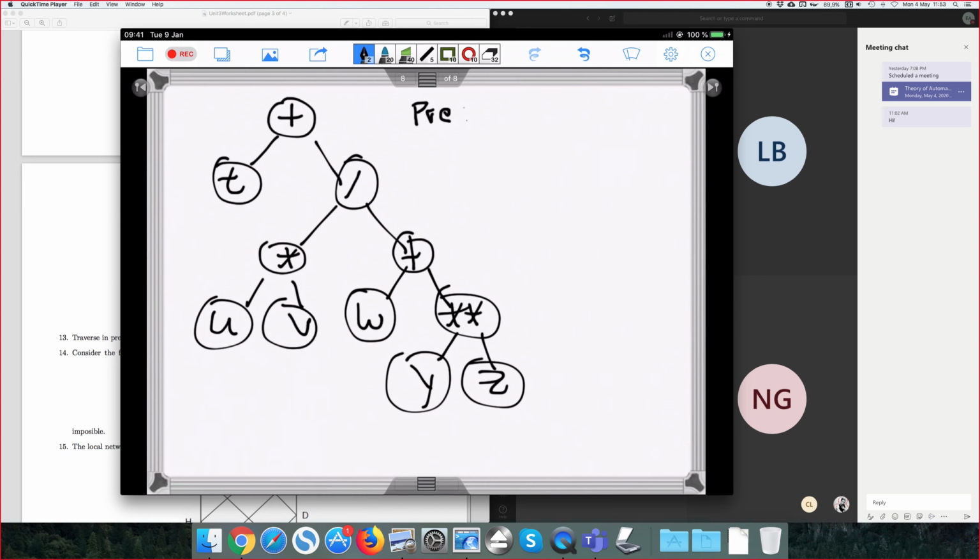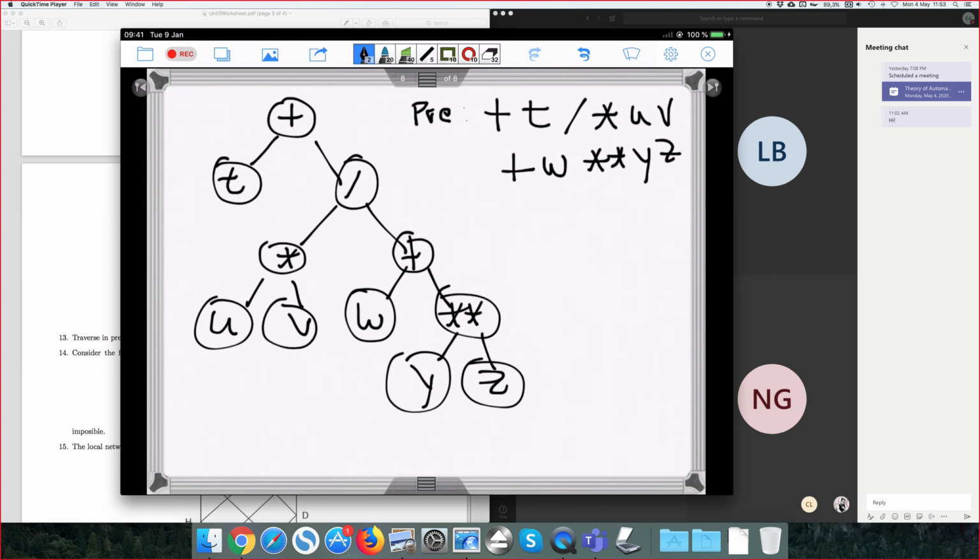So pre-order, first the root, then the left part, then the right part, starting with the root, then plus, times uv, then plus w power y and z.